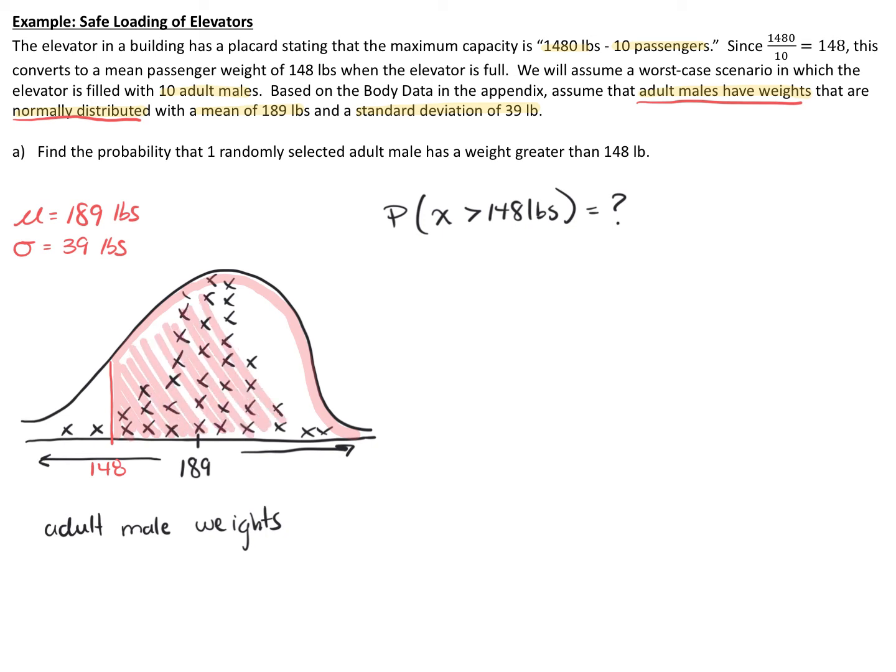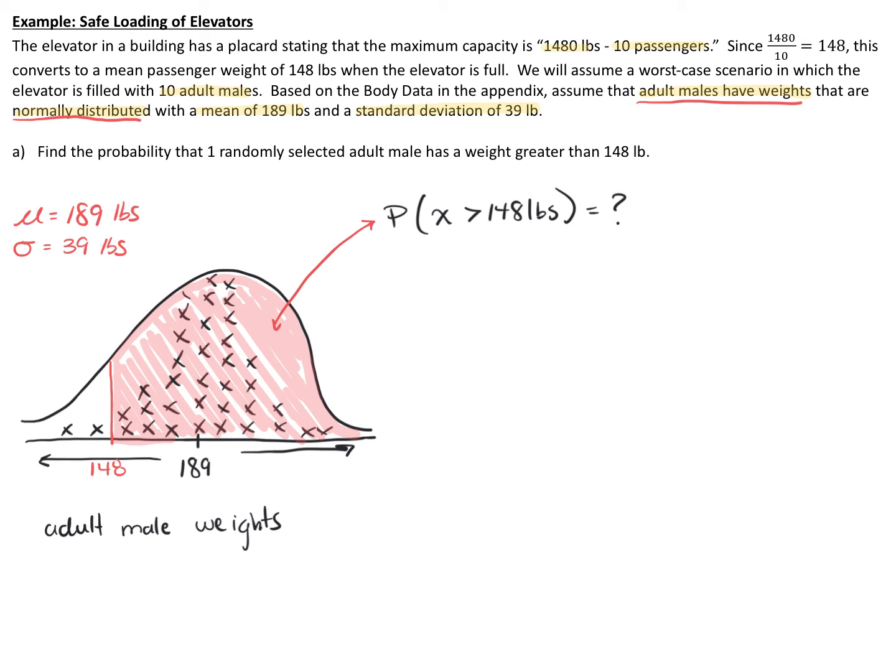So I hope you can see that all the X's that are under the red shaded region under the curve represent adult males who weigh more than 148 pounds. So all the X values that are in the red shaded region. So this area under the curve that's shaded in red corresponds to the probability that a randomly selected adult is going to weigh more than 148 pounds. So how do we find that probability?